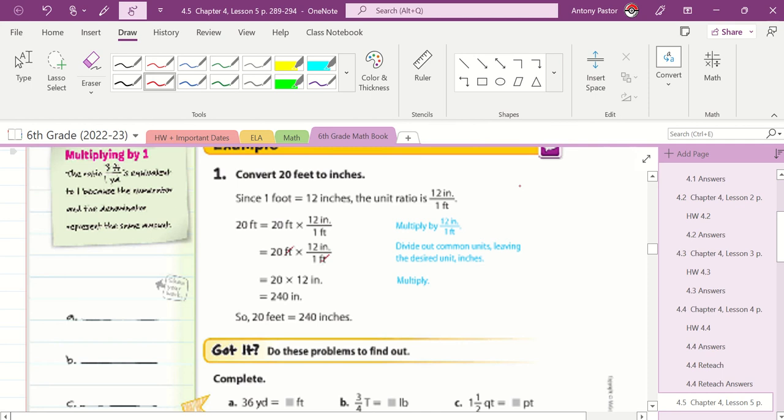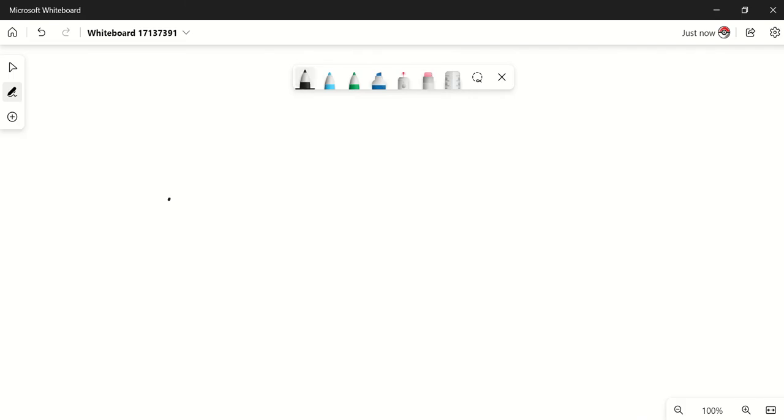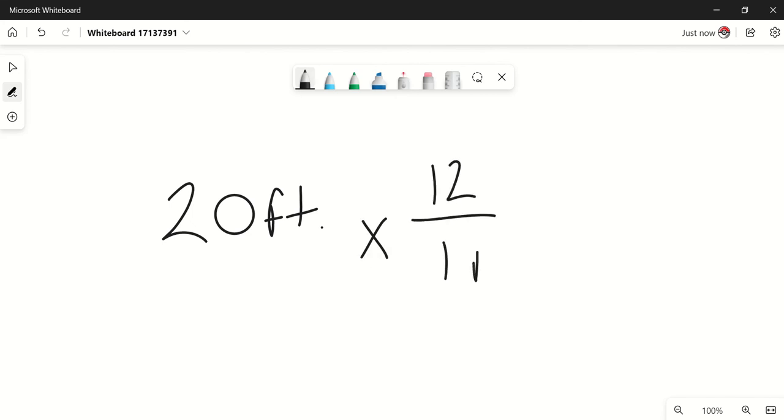As you can tell, they don't put the 20 over 1 like we normally would, but we're going to go ahead and show you here. So they want us to convert 20 feet. They want to know how many inches is in 20 feet. This would be the same thing as multiplying by 12 over 1, because 1 foot equals 12 inches. This goes back to those ratios. We have our mystery component.